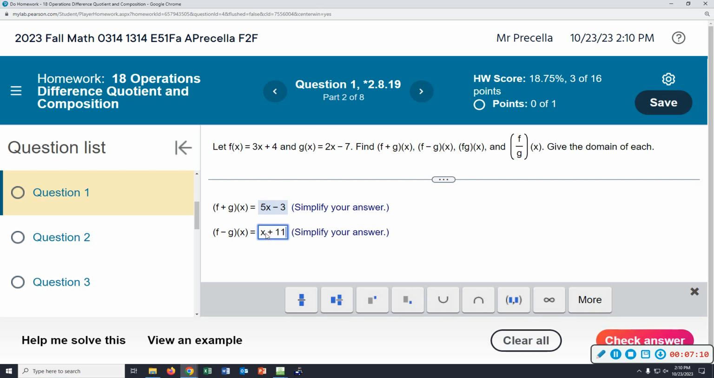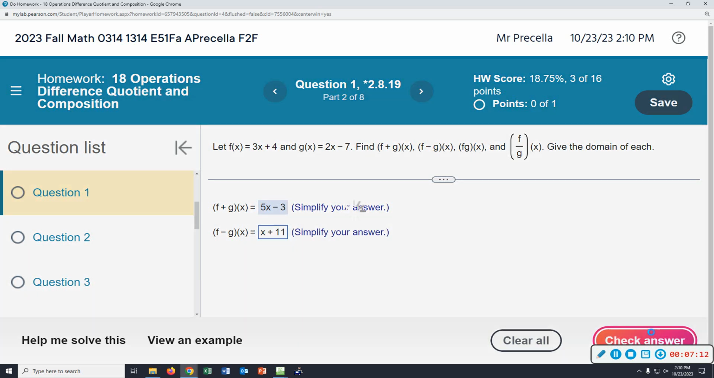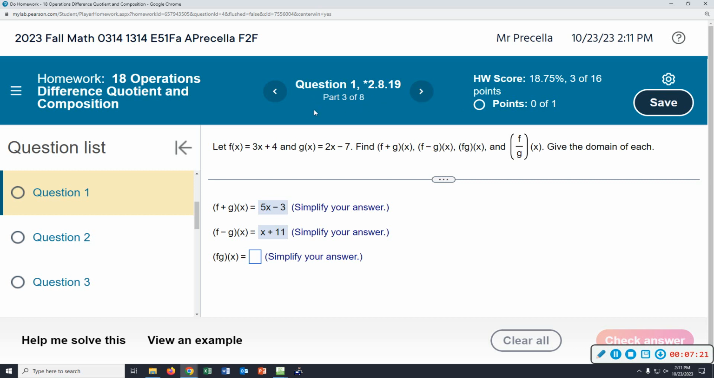This is one of those problems I just love, where it just keeps going and going. It's not difficult, it just seems to drag on, though. We're about to do the third part of 8.